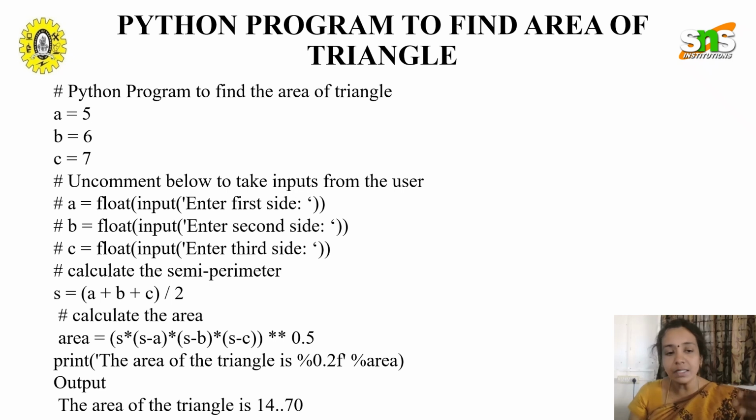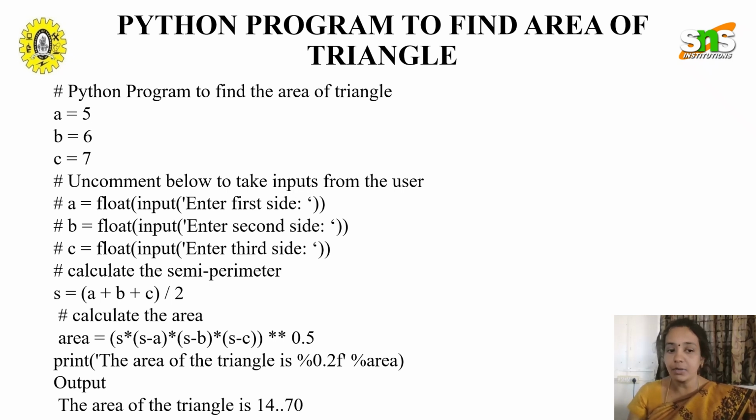Here, instead of getting the values from the user, we are directly giving the values. A is equal to 5, B is equal to 6, and C is equal to 7. Or else, if you want the user to enter the values, you can get them through options like A is equal to float of input, enter first side. The user will enter the first value. B is equal to float of input, enter second side. The user will enter the second side. C is equal to float of input, enter third side. The user will enter the size of the third side of the triangle.